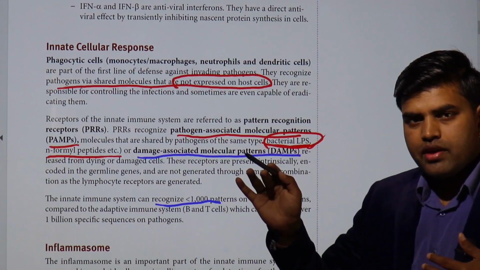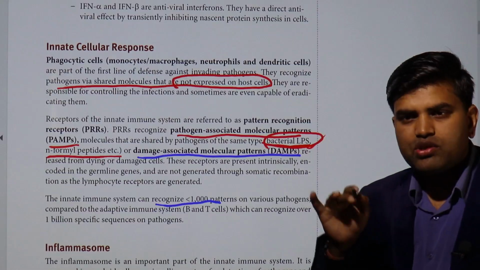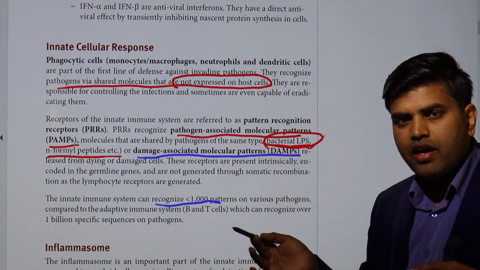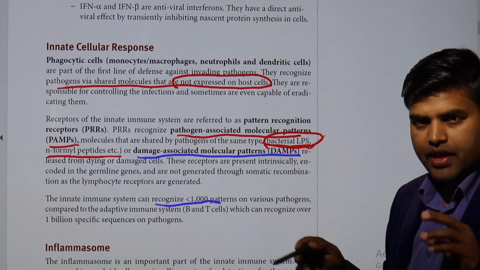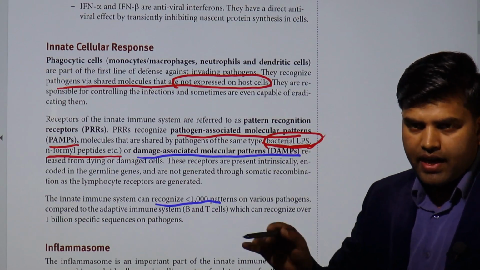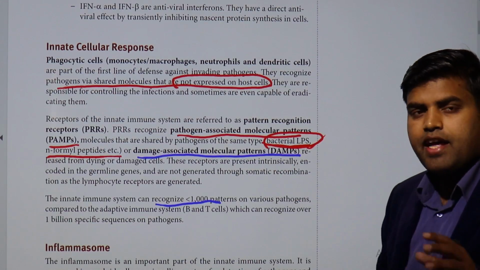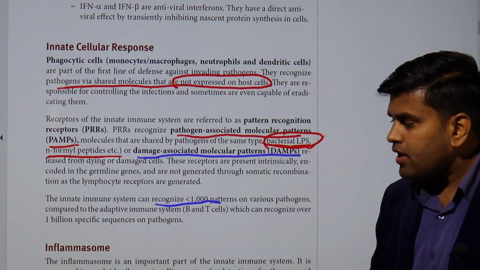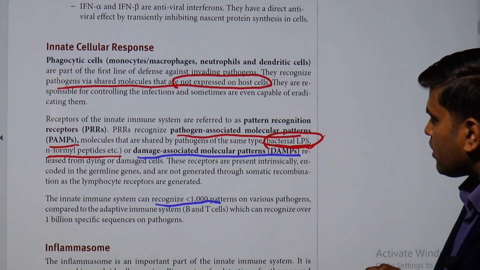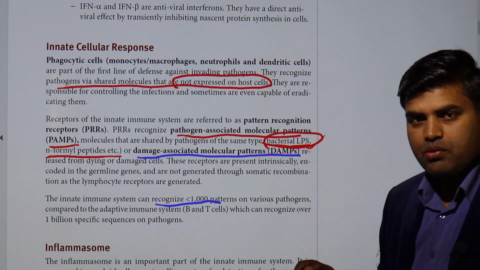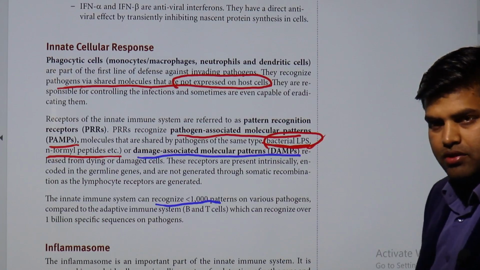If they find bacterial LPS, they go and attack it. They do not need to differentiate whether it is gram-positive or gram-negative, Streptococcus or E. coli. They do not provide specific immunity. They just recognize the common pattern, attack and kill it. They are also responsible for clearing damaged or dying cells from the body. They recognize only a few patterns, fewer than 1000, in comparison to the adaptive immune system, which can recognize multi-billions of specific sequences of the pathogen.